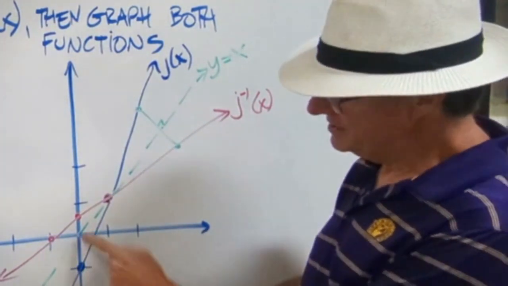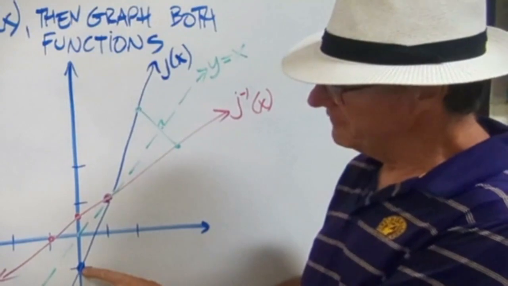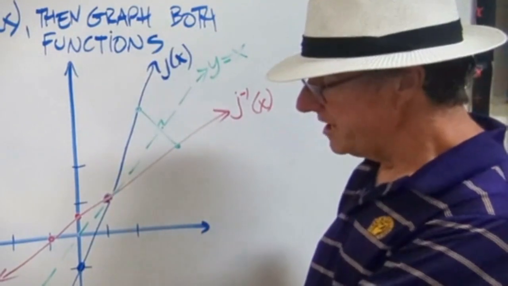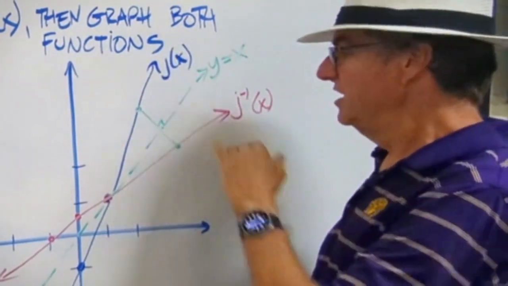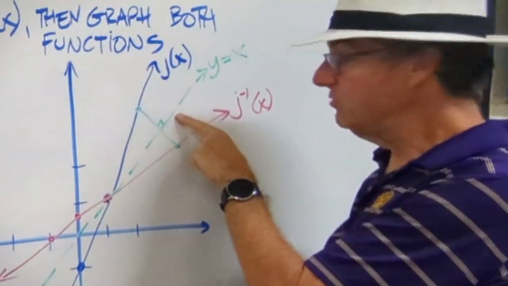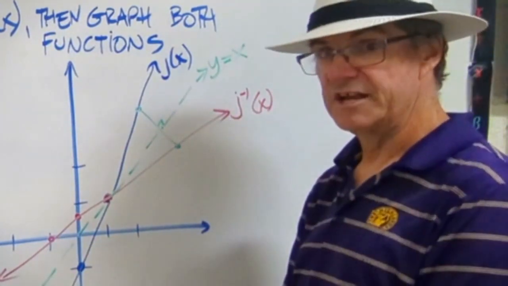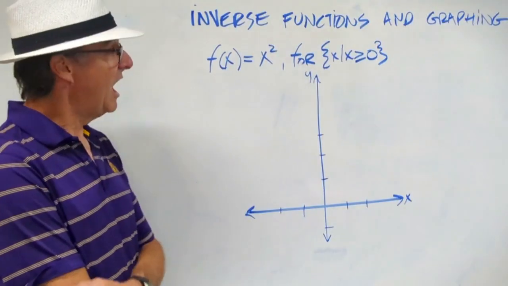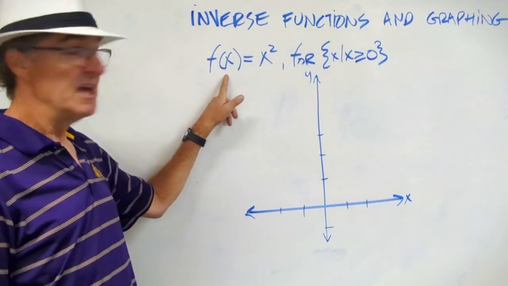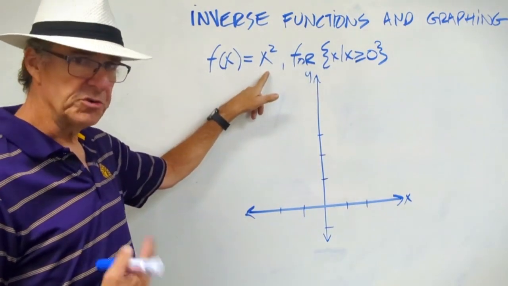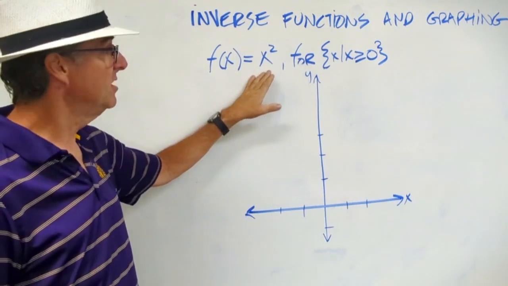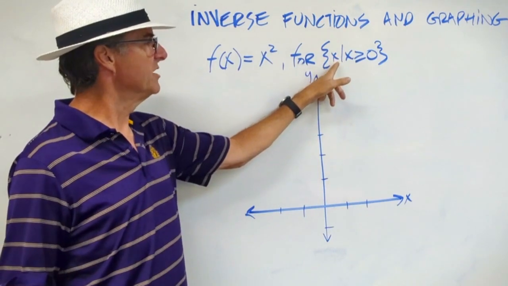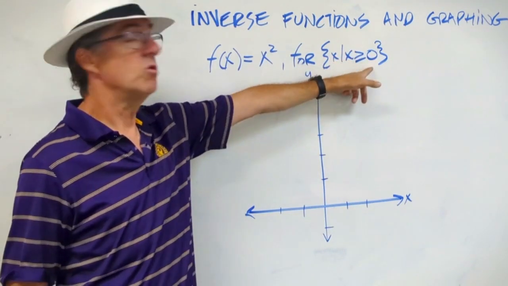You can see that this point is (0, -1), and this is (-1, 0). So that's a reflection. So in fact, any point that's on the blue line, j of x, has a reflected point across y equals x on the j inverse of x line. So we can exploit that quite a bit. Okay, I would like you to sketch this function. f of x equals x squared, good old quadratic equation, the mother parabola, only it's not going to be a parabola this time because I'm specifying that you only want to use the set of all x such that x is greater than or equal to 0.